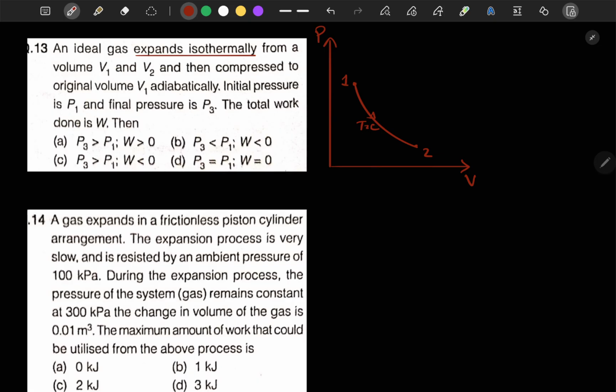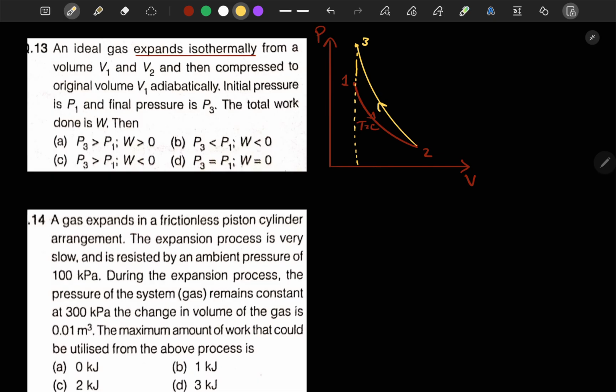Next, it is compressed to original volume V1 adiabatically. So if the process of compression is adiabatic and it's compressed to the same volume, then for adiabatic, the slope is gamma times higher than that of isothermal. So I think you all should get to this point, that the curve should be something like this, and the process 2 to 3 will be carried in this way.